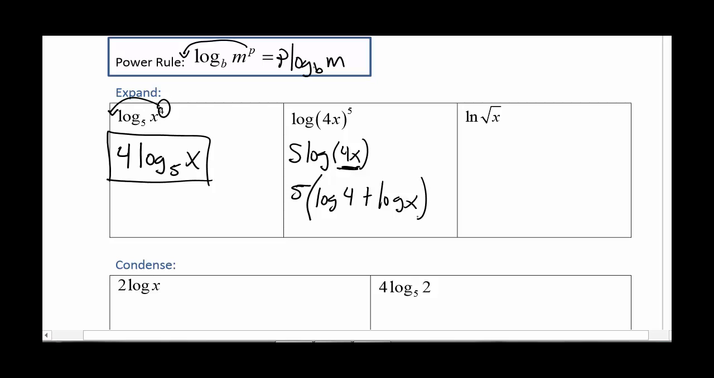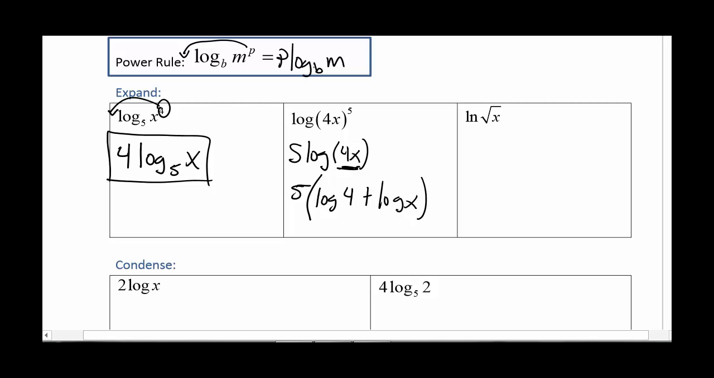Now you're probably thinking, where did the parentheses come from? Why did I need those? Remember, it's 5 times the log of 4x, so it's 5 times the sum. It's got to be 5 times both of them. And for right now, that's an acceptable form. There might be a reason why we might want to distribute the 5, but for right now, we're fine.